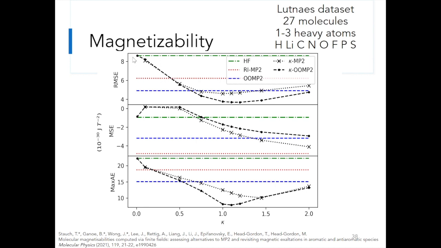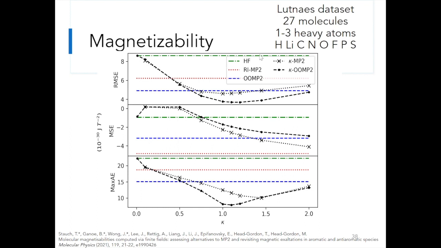Right, so first we looked at magnetizability using a small molecule test set of 27 molecules. Here, what we're looking at is a study in regularization of the regularized OMP2 method and the regularized MP2 method.